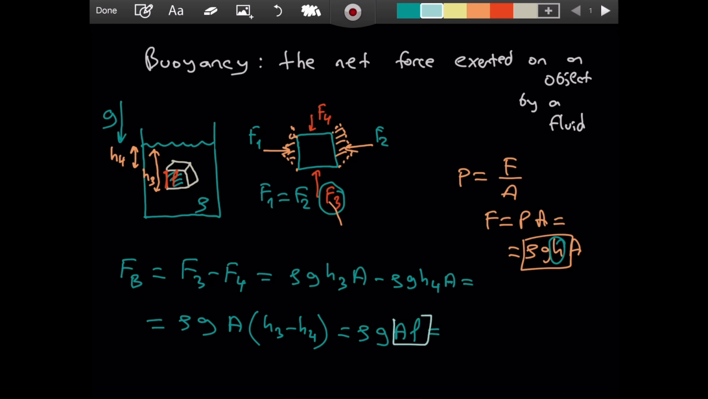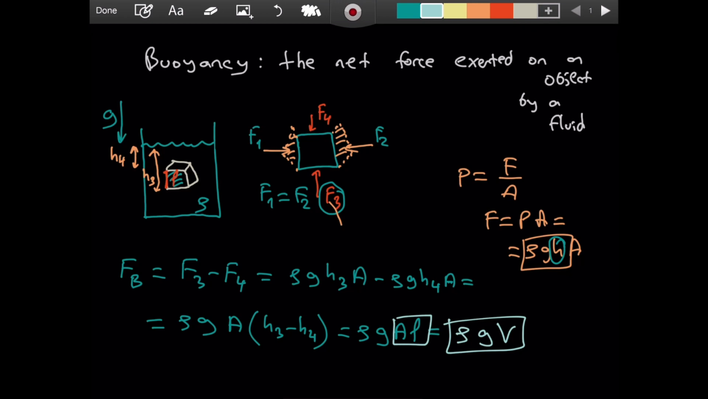What do you call A times L in this case? Well, it is the surface area times the side. So it is kind of the surface area times the height. So it should give the volume. This is rho gV. And which volume? Well, the volume of the object. Alright, so this is the formula, by the way. The force of buoyancy is equal to rho, the density of the fluid, not the density of the object, the density of the fluid, times the gravitational field strength, times V, the volume of the object.